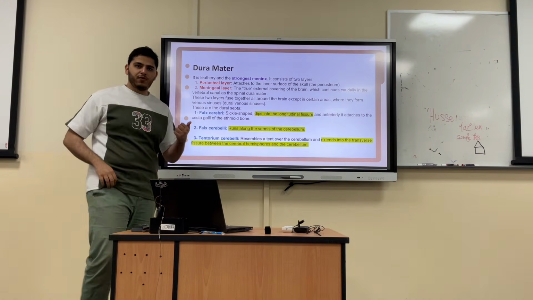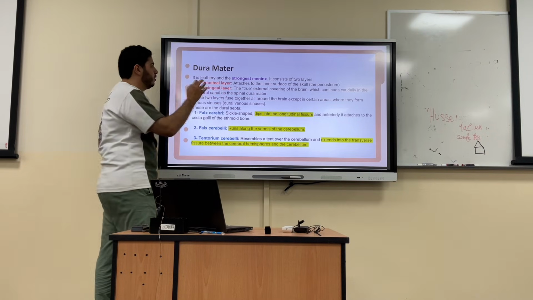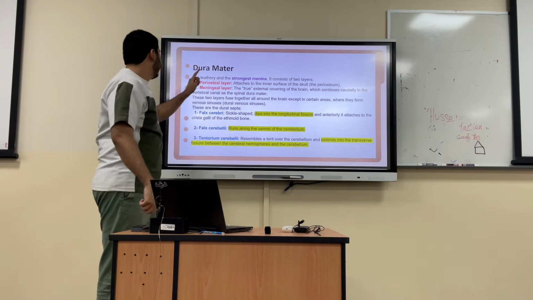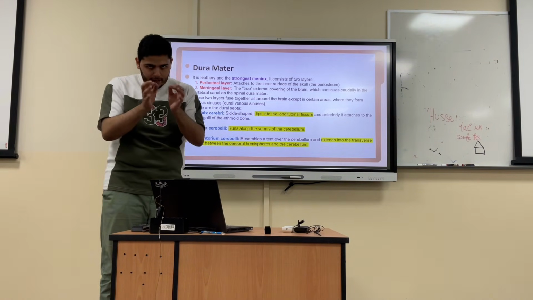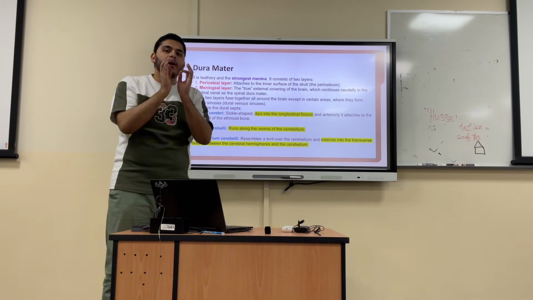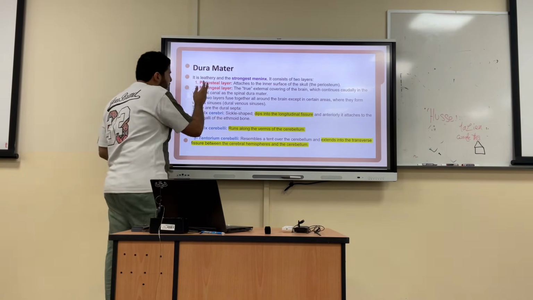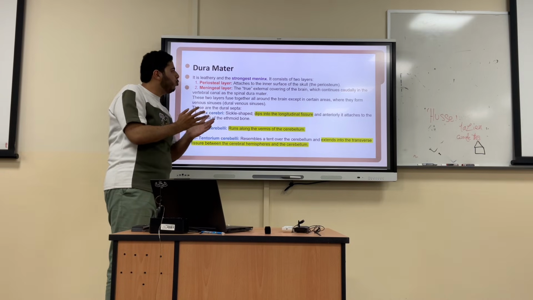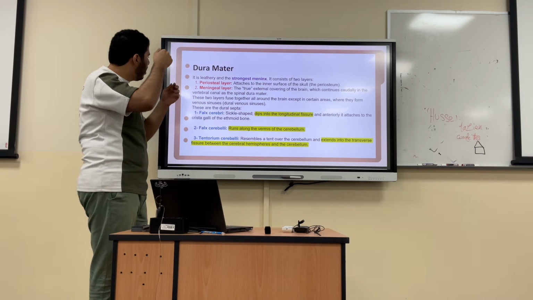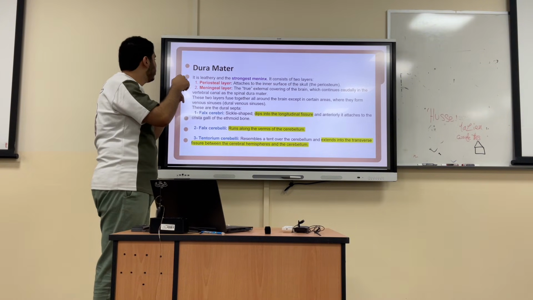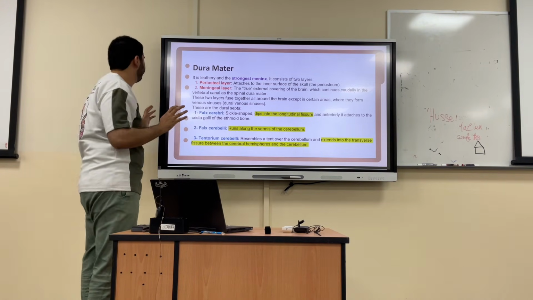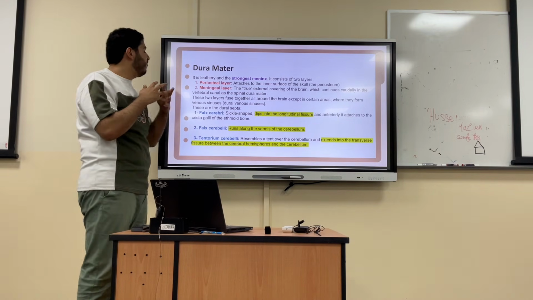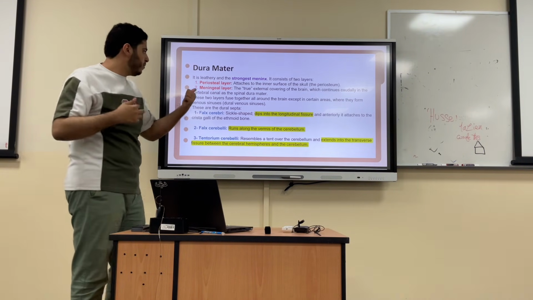Now we have dura mater, the first one, which is the outermost and the strongest. It consists of two layers, the periosteal layer and the meningeal layer. It's very important for your exam, guys. The periosteal layer is found in the brain, but it is not found in the spinal cord. Memorize it like your name. It is attached to the inner surface of the skull, which is the periosteum. The meningeal layer is the true external covering of the brain, which continues caudally, inferiorly, into the vertebral canal as the spinal dura mater. These two layers fuse together around the brain, except in certain areas where they form the venous sinuses, called the dural venous sinuses, as I will explain later in the CSF circulation.